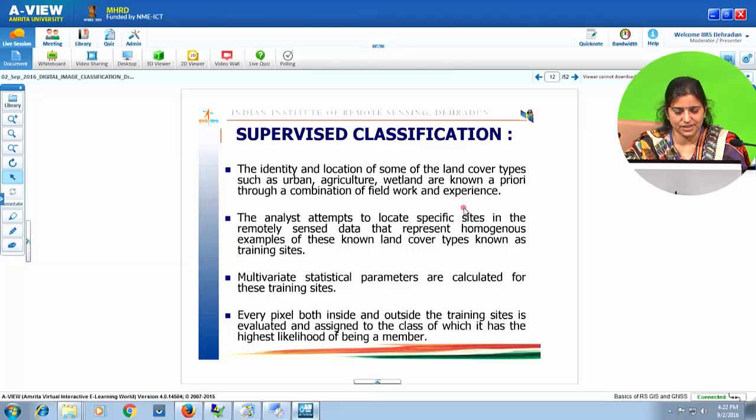In supervised classification, the identity and location of some of the land cover types such as urban, agriculture, wetland are known a priori through a combination of fieldwork and experience. The analyst attempts to locate specific sites in the remotely sensed data that represent homogeneous examples of these known land cover types, known as training sites. Multivariate statistical parameters are calculated for these training sites. Every pixel, both inside and outside the training site, is evaluated and assigned to the class of which it has the highest likelihood of being a member.